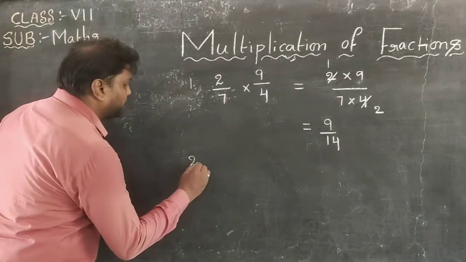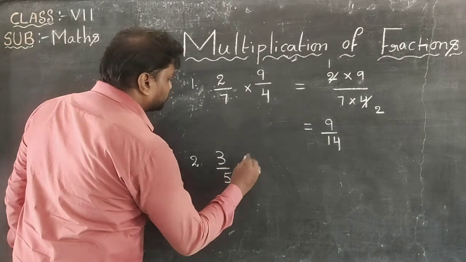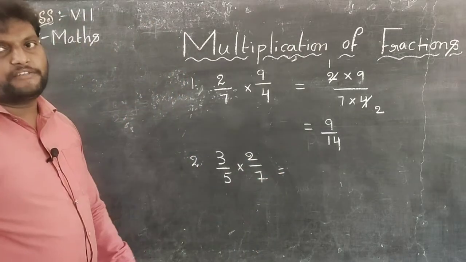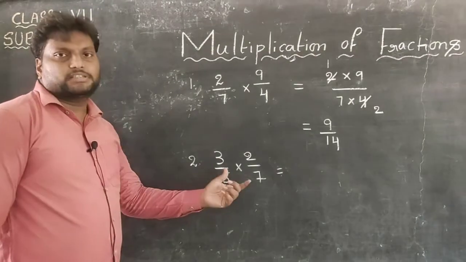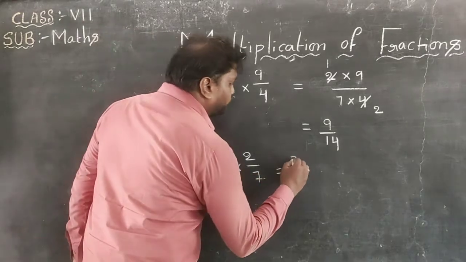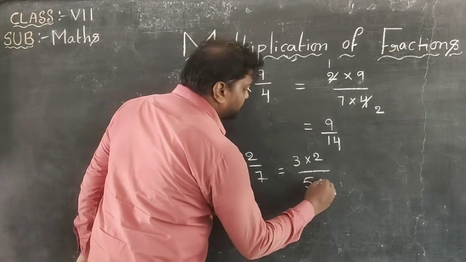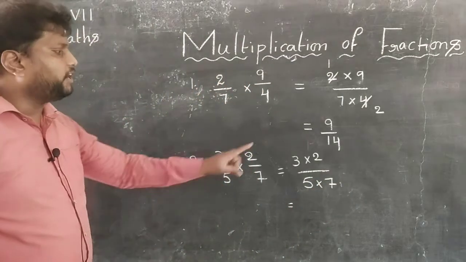One more example we will take. 3 by 5 into 2 by 7. Then the same process: the product of numerators divided by the product of denominators. 3 into 2 by 5 into 7. First of all, we have to check whether any cancellation is possible.